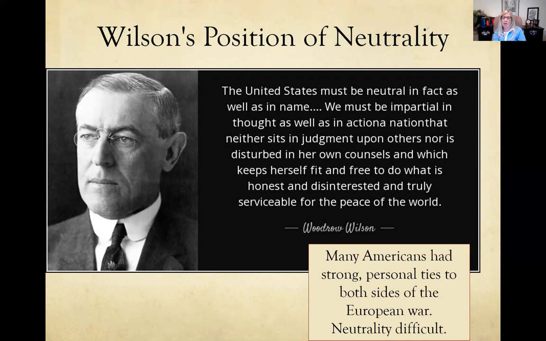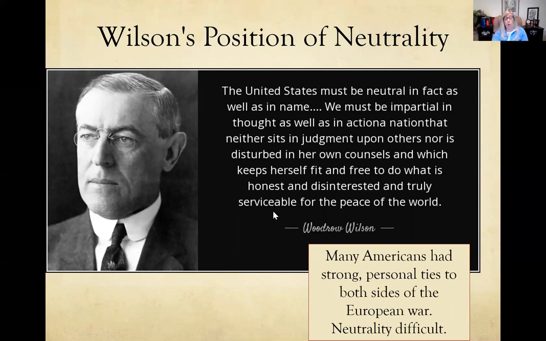When he's saying we have to be neutral in thought as well as in action, this is really going to be hard to do, because think about the large numbers of immigrants that we have in the United States. They're going to have family members, they're going to have friends, they're going to have memories of their home that's going to make them naturally side with one group or the other.